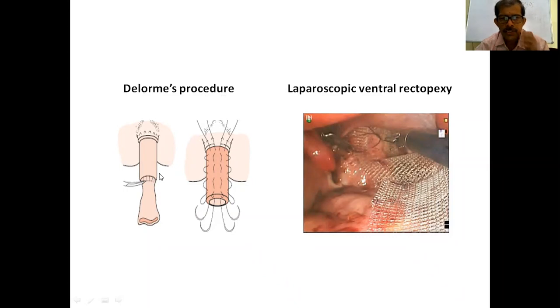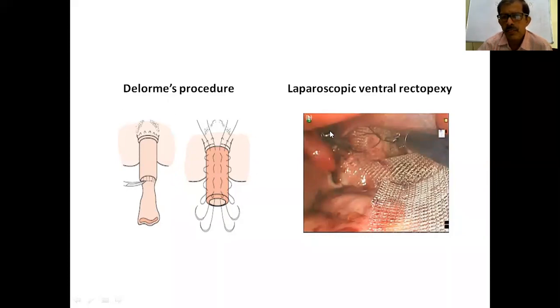Okay. So once again, the mucosa is removed from the prolapsed rectum, and multiple purse string sutures are passed around the prolapsed rectum into the muscularis, and they are tied snugly so that the whole thing will become short up to this, and then this mucosa is sutured to this mucosa. So that is the Delorme's operation.